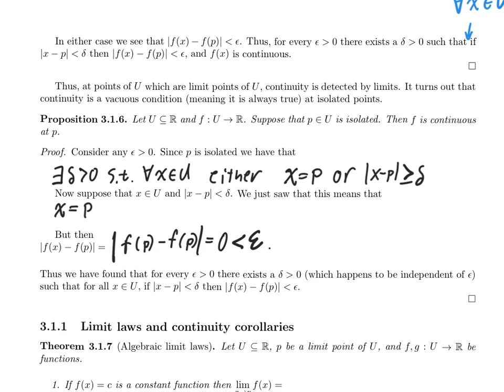So what have we done? We have shown that for every epsilon bigger than 0, there exists a choice of delta, which actually, let's notice, in the way we declared our delta, we didn't make any reference to epsilon. Epsilon could be 1, epsilon could be a half, epsilon could be 1 over a billion. We could use the same delta. That's something worth noticing. So that for every x in U, if the absolute value of x minus p is less than delta, then the absolute value of f of x minus f of p is less than epsilon.